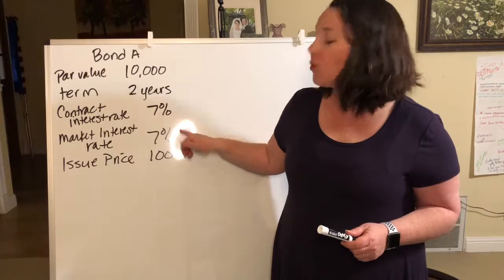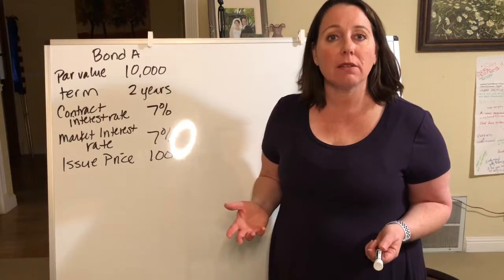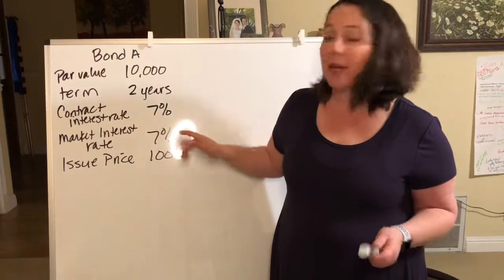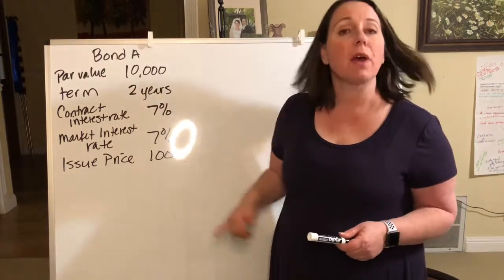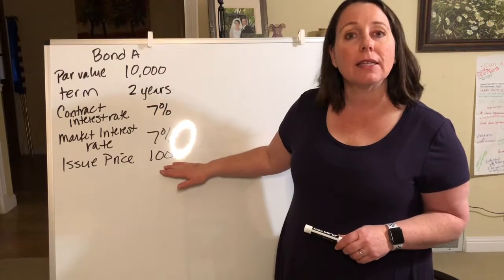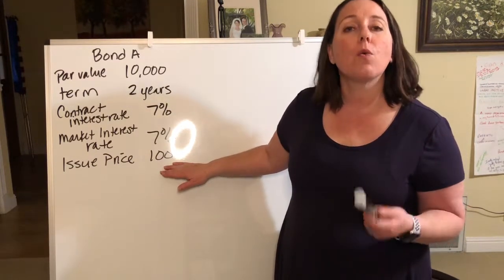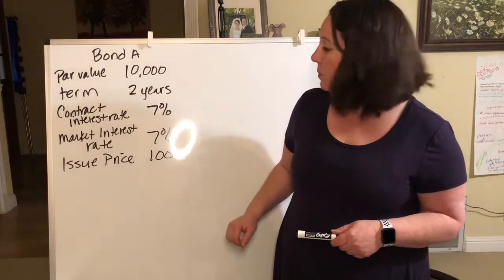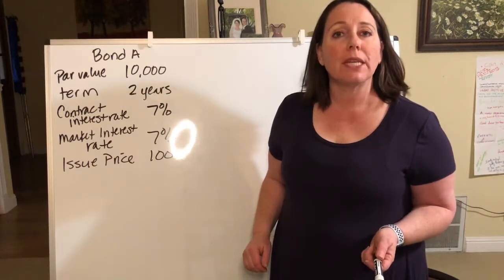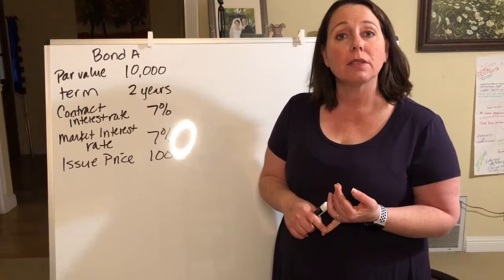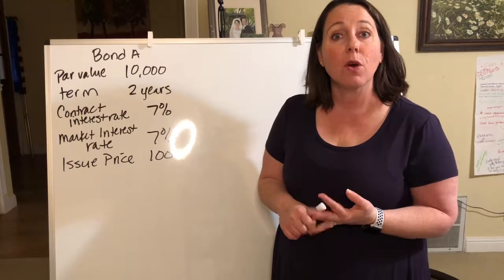The market interest rate is 7%, so that is the same as the contract interest rate in this case, and our issue price is 100. The issue price tells you what percent of the market value we're actually selling it for. So the first thing we need to do is determine if this is a par value bond, a bond with a discount, or a bond with a premium.